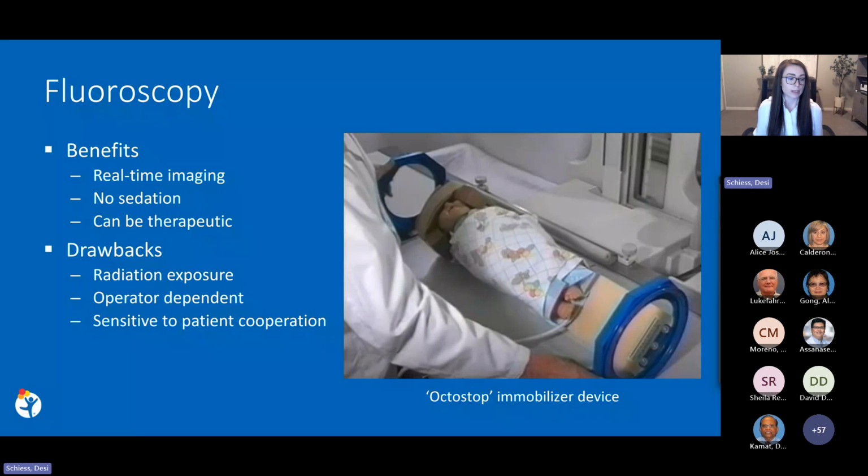Thus, fluoroscopy is ideal for dynamic imaging of organs that demonstrate movement of contrast within them, such as the bowel. It does not require sedation, and it can be therapeutic in some instances, such as contrast or air enemas, which I'll show you later. Drawbacks include radiation exposure, and fluoroscopy is operator dependent and sensitive to patient cooperation.